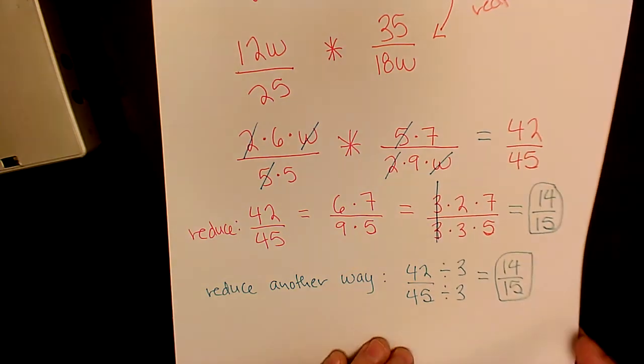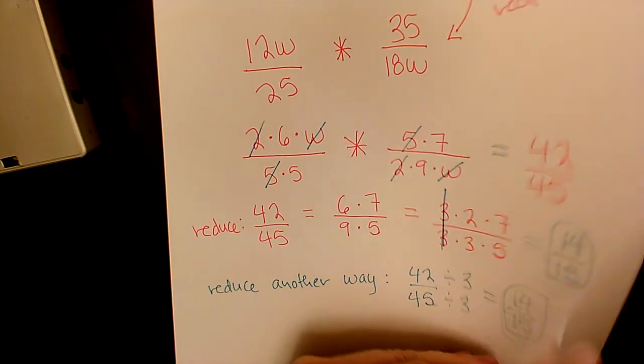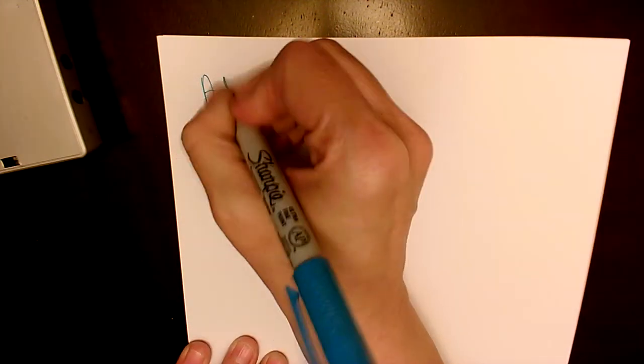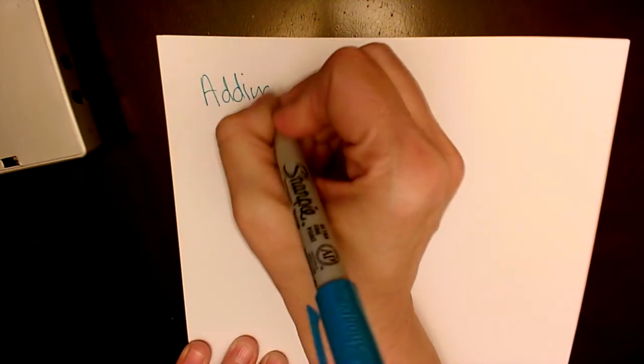Okay, and now we're going to go to 4-4. And we're going to be adding fractions with the same denominator. And these are pretty easy.